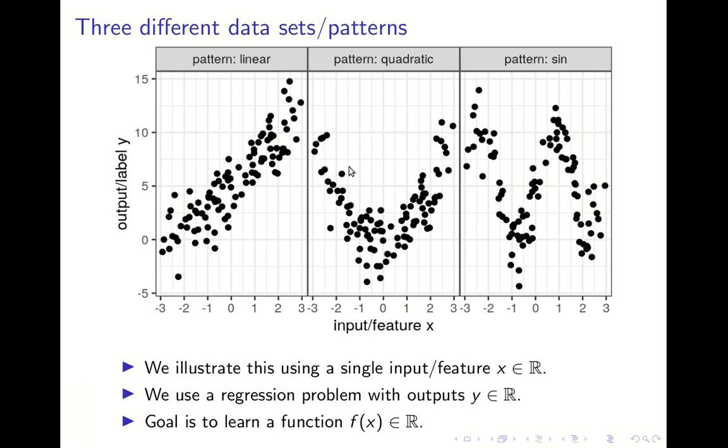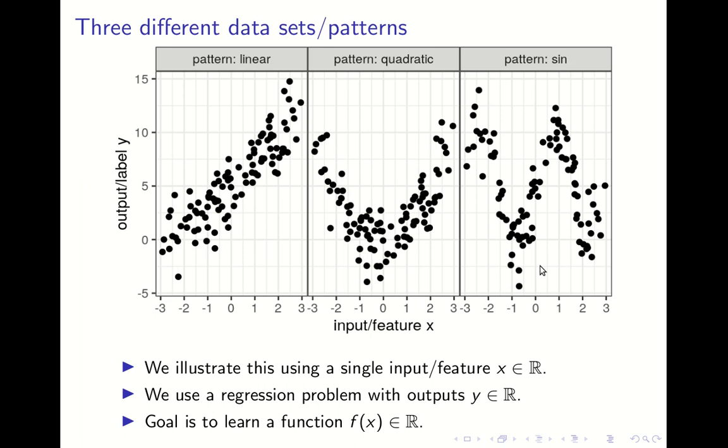So in the second example pattern, we have this quadratic function which kind of decreases down to around 0 and then starts to increase again. And then in the third example data set and pattern, we see something that looks like a sine wave, kind of, and the idea is that it's going down for a bit, then it's going back up again, it's going back down again. So all of these three data sets are examples of regression problems.